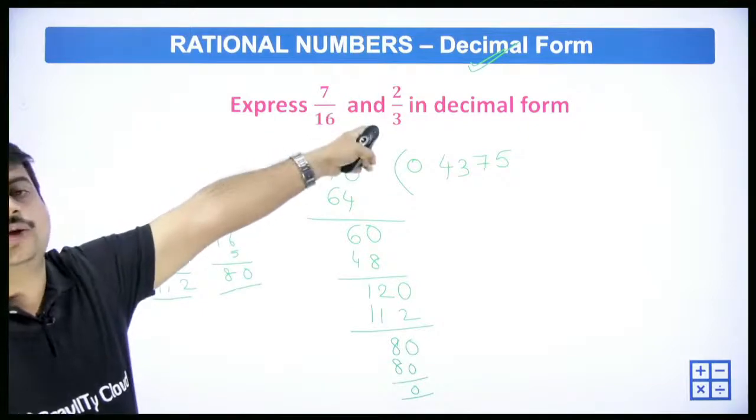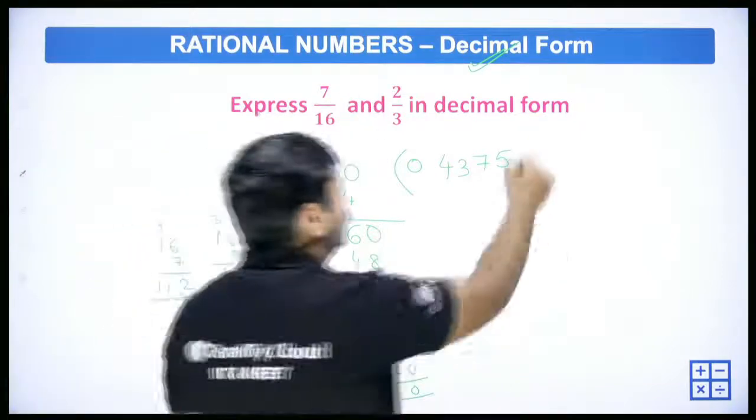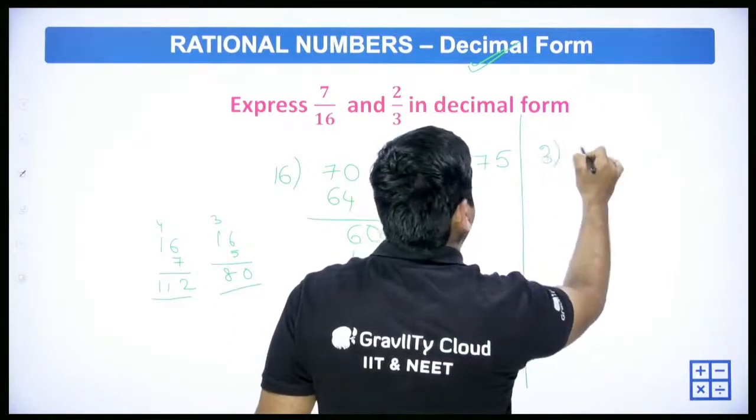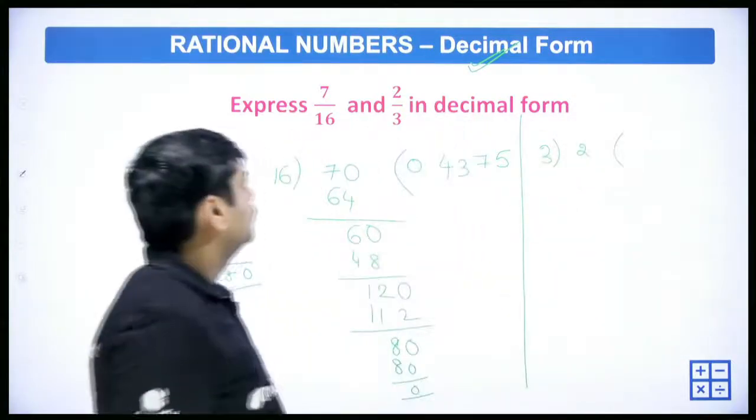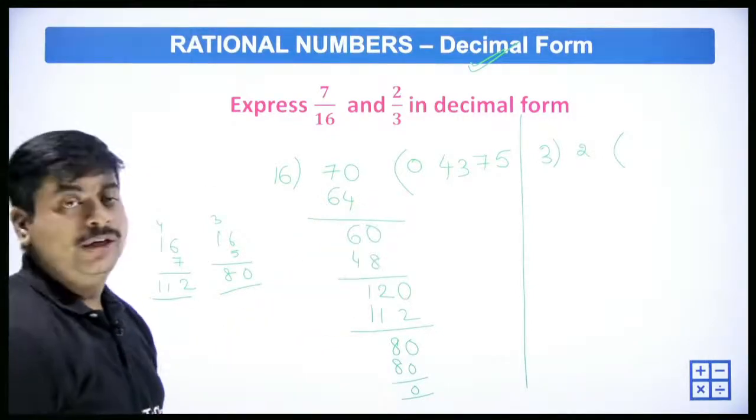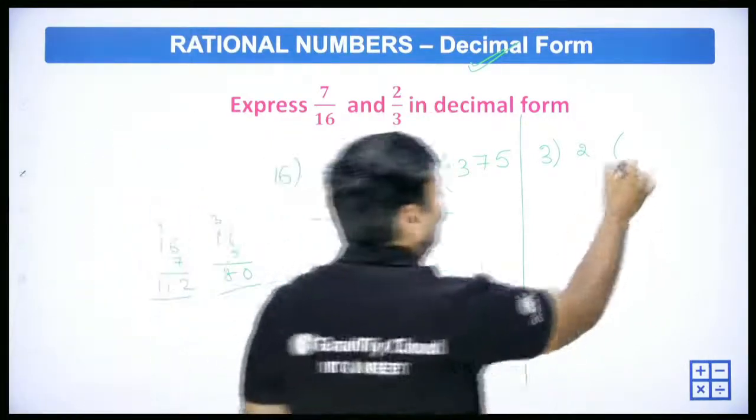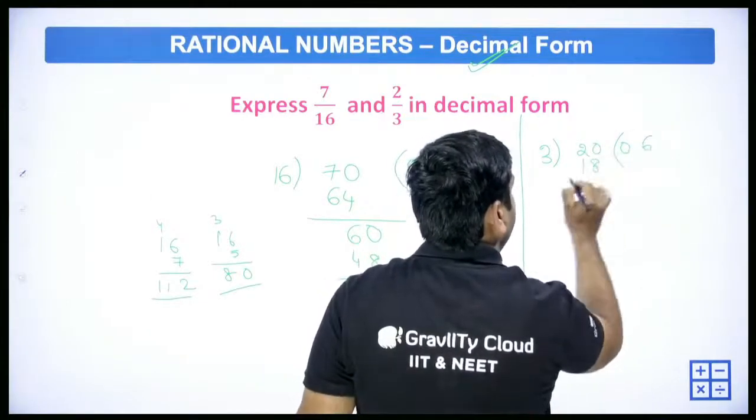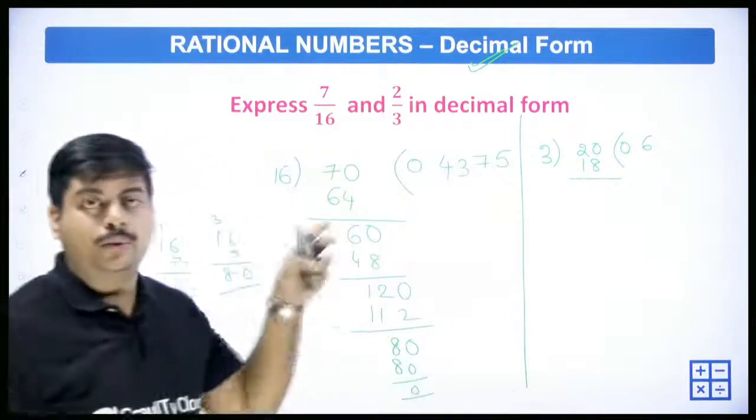Now let's go for 2 by 3. It's a very interesting question. 3 and 2. Again, you cannot divide. We need to bring 1 0. So keep a point here, and 0 here. 3 sixes are 18. So we're left with 2.